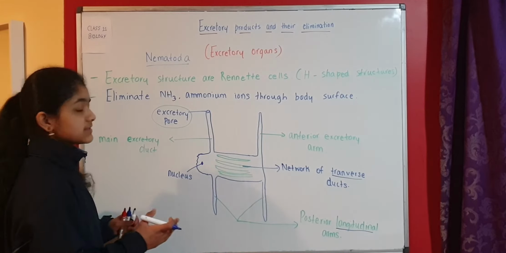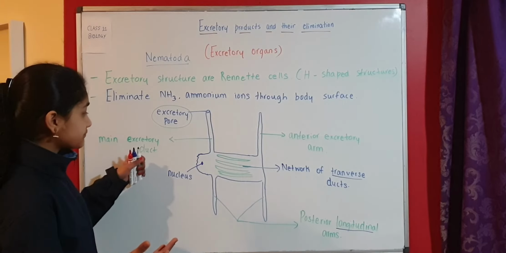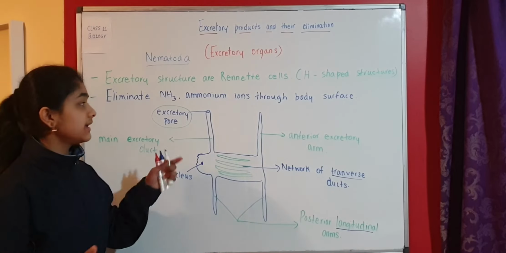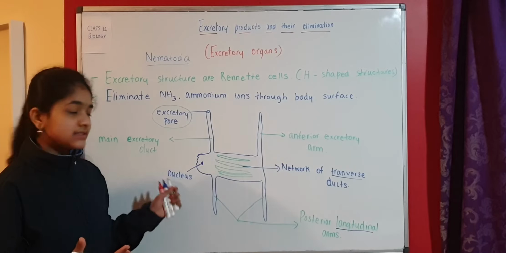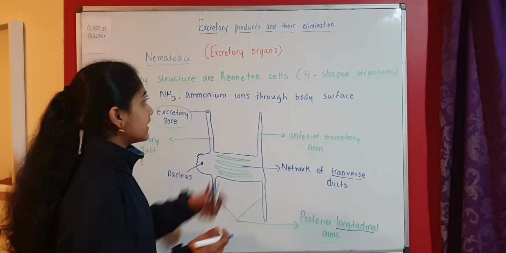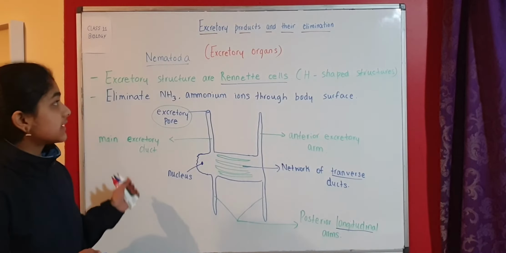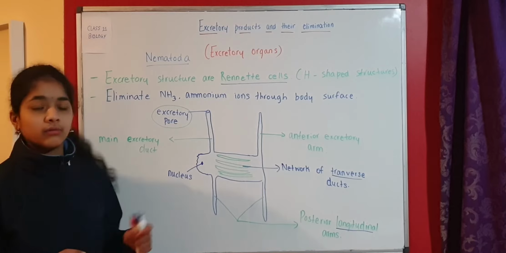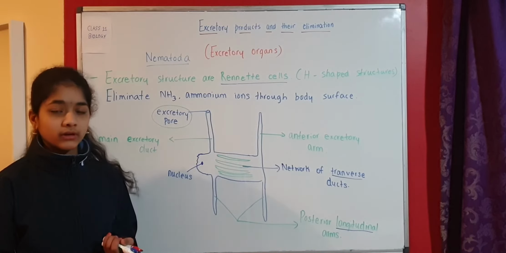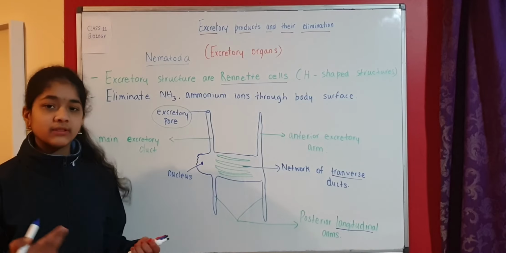And these Rennet cells are the excretory structures in nematoda. This is not exactly an organ, it's just a cell, a structure which helps in excretion. So these are called Rennet cells. So this is about the excretory organs in the case of nematoda. Next we are going to look at some important things in excretory structures in Platyhelminthes and nematoda.